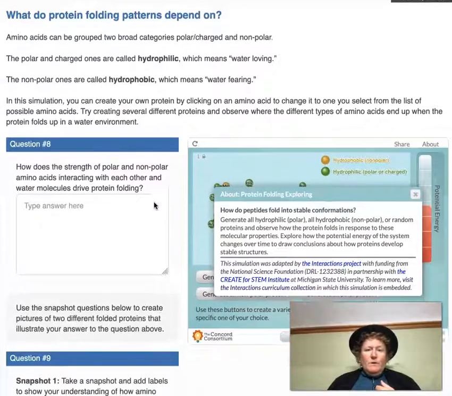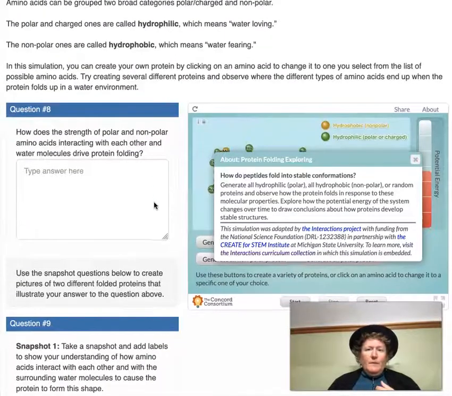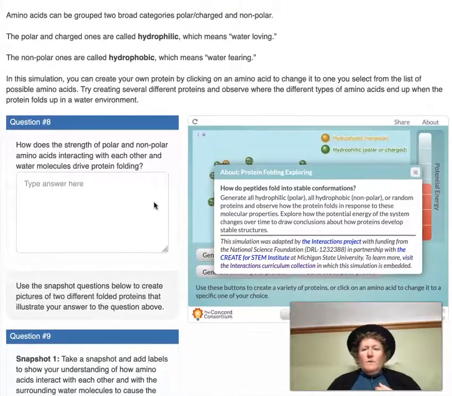In this simulation, you can create your own protein by clicking on an amino acid to change it to one you selected from the list of possible amino acids. Try creating several different proteins and observe where the different types of amino acids end up when the protein folds in a water environment.